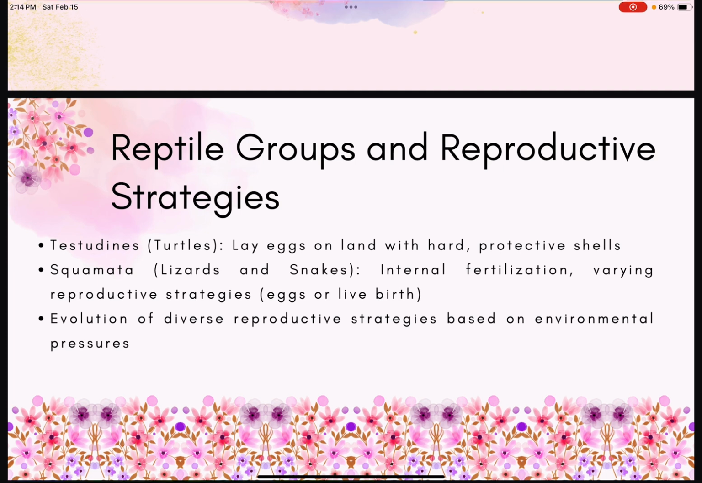Turtles lay their eggs on land with a hard, protective shell. Lizards and snakes have internal fertilization, and the evolution of diverse reproductive strategies is based on environmental pressure.